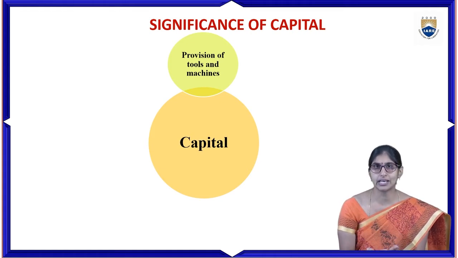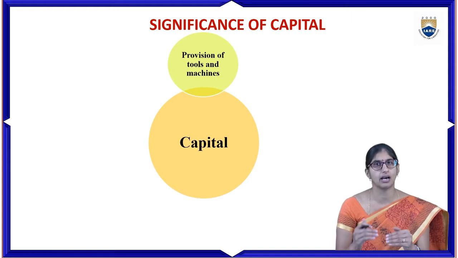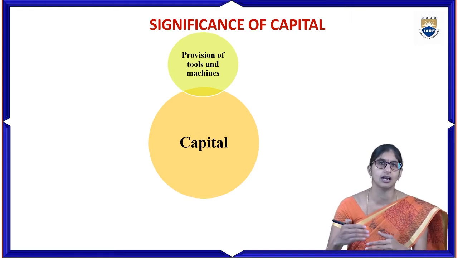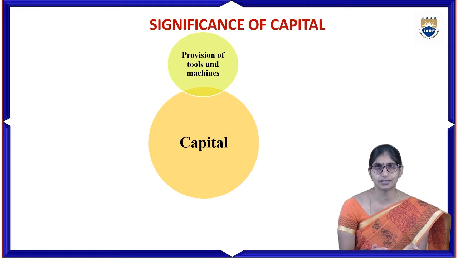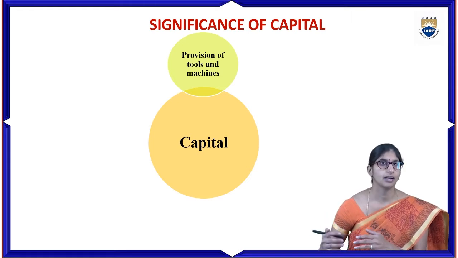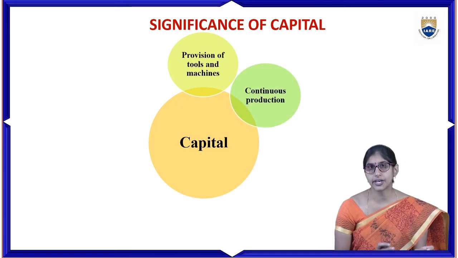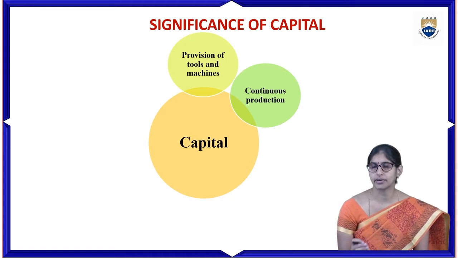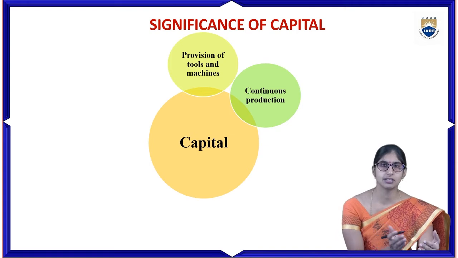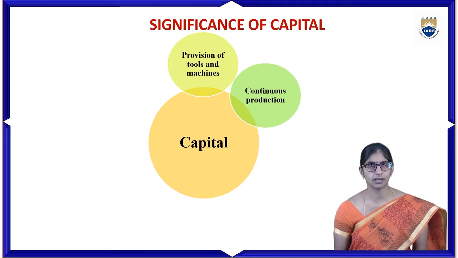If an owner has started a business, a production business, then what does he require? He requires some machinery, some tools, some equipment and all, right? For that we require capital. So capital is going to be a provision for tools and machinery. And the next one is, for continuous production we require capital. Continuous production means, for acquiring raw material, we require money, right?